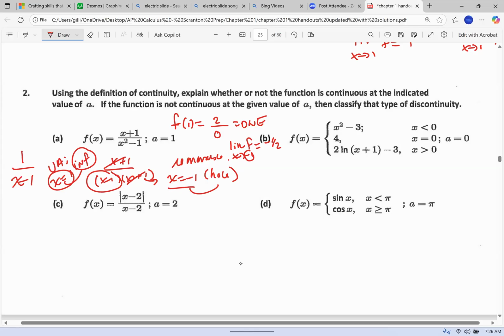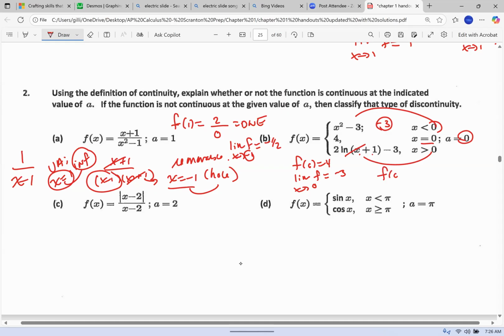Over here, the function value at 0 is going to be right here, so f at 0 is 4. But my limit from the left of 0 is going to be -3. While the limit from the right, well, 0 plus 1 is 1, and the natural log of 1 is 0. Minus 3 is -3. So my limit, as x approaches 0 of f, does equal indeed -3.